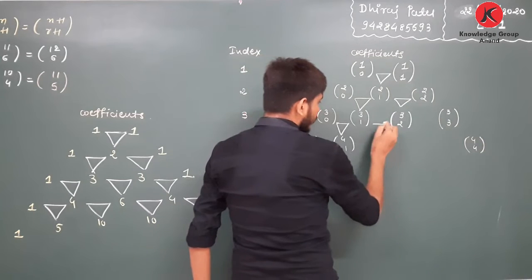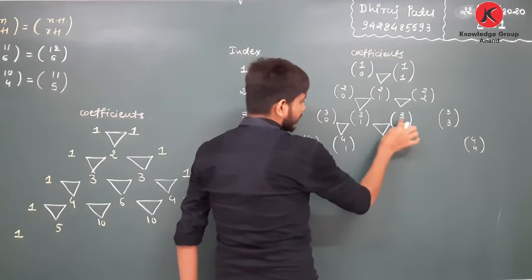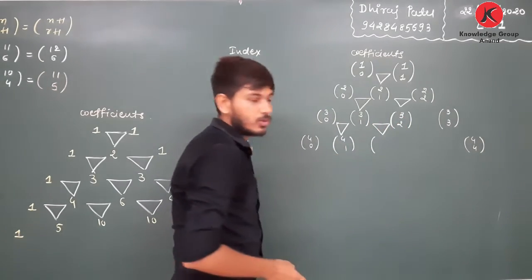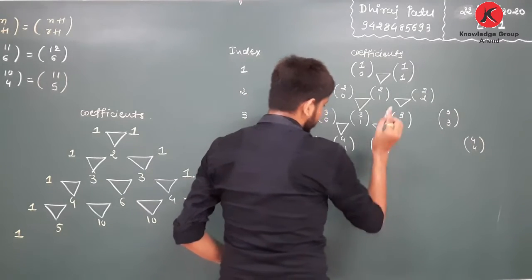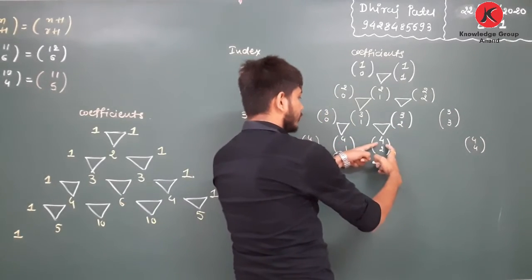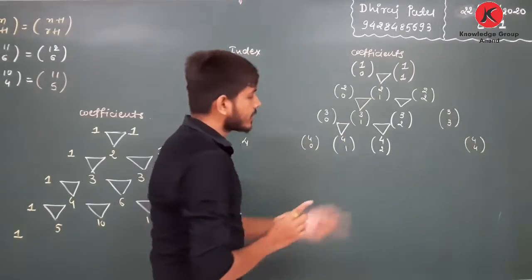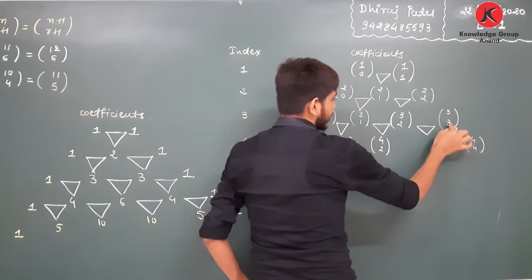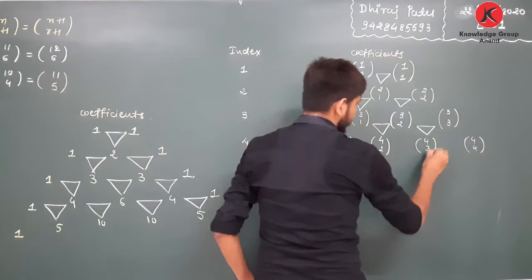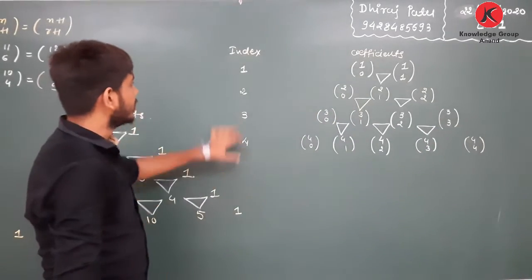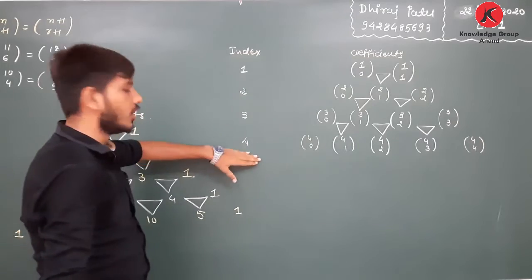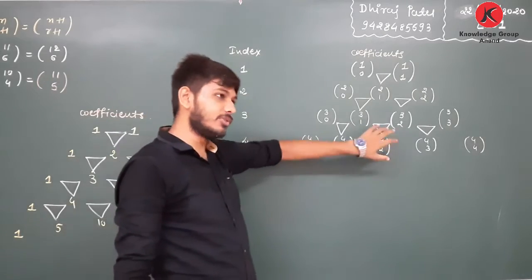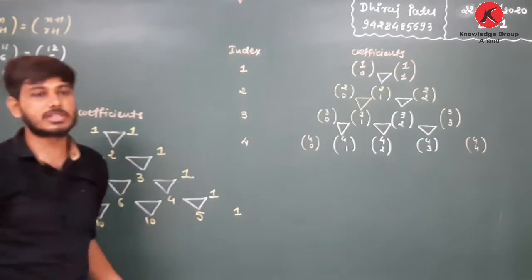If we want to add these two, 3C1 plus 3C2, we will get 4C2. How is it possible? Because n is increased by 1 and greater r. Okay, same logic is here. 3C2 plus 3C3 will equal 4C3. Therefore we can write the coefficients of index 4 of a plus b directly: 4C0, 4C1, 4C2, 4C3 and 4C4 here.